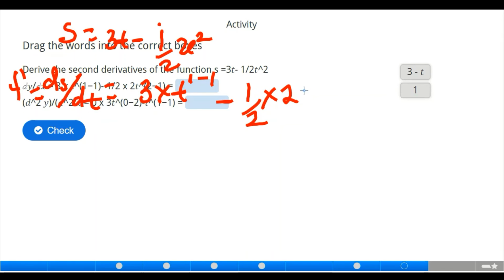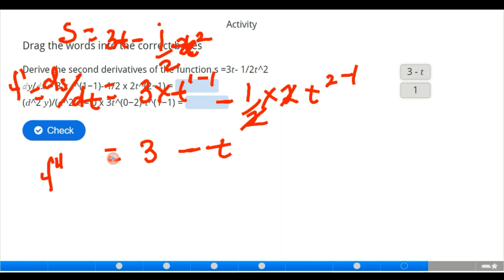We have 2 times t^(2-1). So having that, we have 3 here, because t raised to power 1 minus 1 is 0, and anything raised to power 0 will give us 1, right? So we have 3 here minus, here we have 2, we can cancel 2 here, so we have t^(2-1). What is 2 minus 1? 2 minus 1 will give us 1. So here we have t, that is the first derivative.